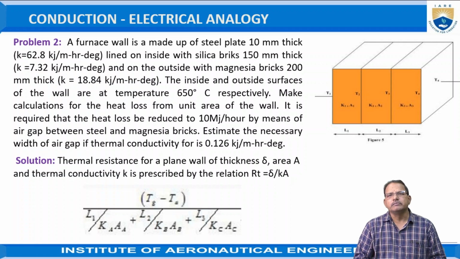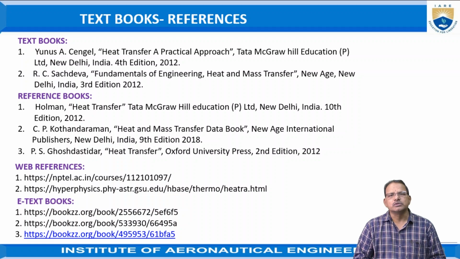A furnace wall is made up of a steel plate 10 mm thick, with K equal to 62.8 kJ per meter. Okay, these are the reference textbooks as well as the prescribed textbooks followed for collecting the materials.